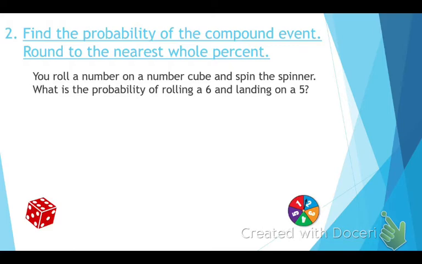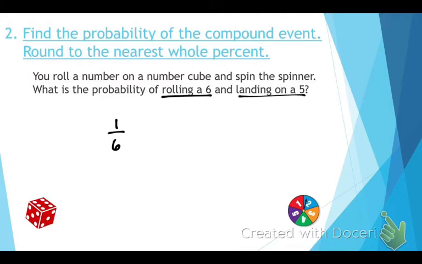All right, number 2 is still doing the same kind of idea. We are finding the probability of the compound event and make sure you round to the nearest whole percent. All right, this one's just a little bit different. We are rolling a number and still spinning the spinner, but what's the first thing we're looking for here? Rolling a 6. Guys, how many 6s are there on a number cube? 1 out of how many numbers? 6. A 1 out of 6 chance of that happening.